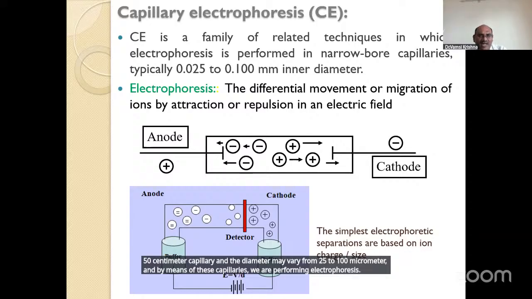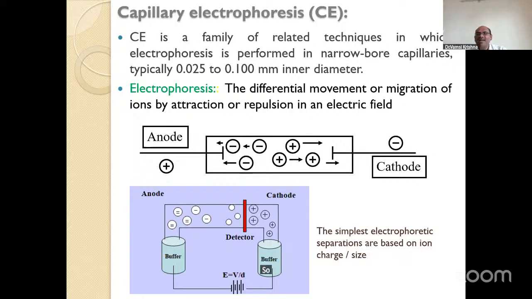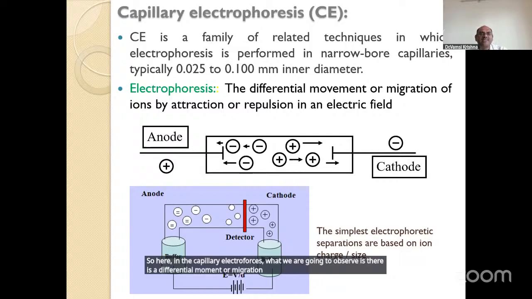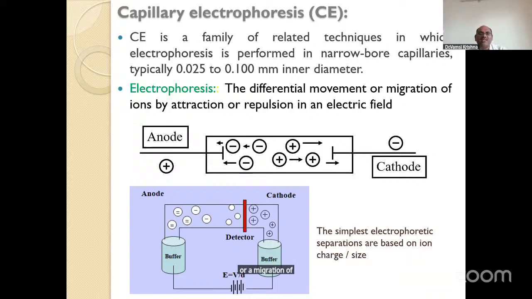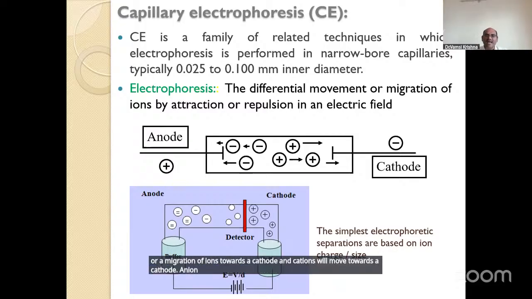So what is this capillary electrophoresis? Here in capillary electrophoresis, what we observe is a differential movement or migration of ions by attraction or repulsion in the electric field. We are applying an electric field, and there is a differential migration of ions towards a cathode and an anode. Cations will move towards the cathode, anions will move towards the anode, and there is a differential movement and migration of ions. Thereby, separation of ions takes place in the electric field.